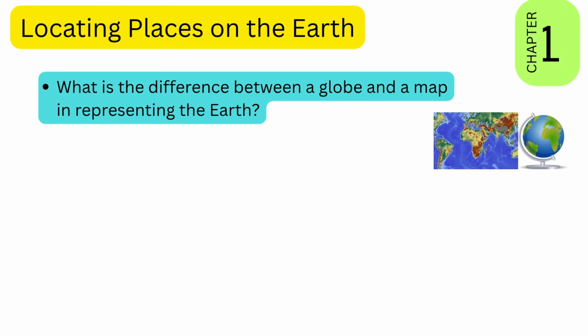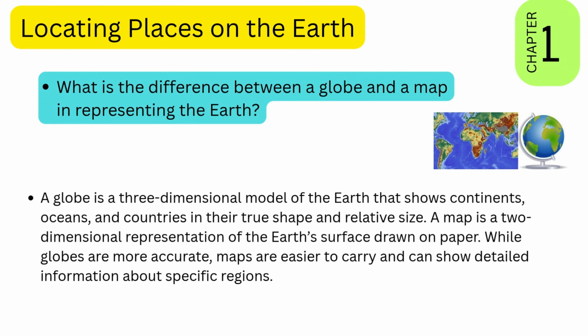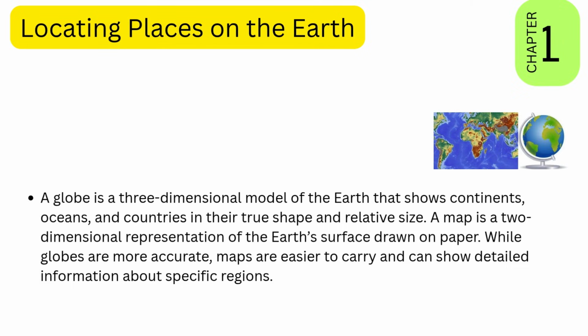Our first question is, what is the difference between a globe and a map in representing the earth? A globe is a three-dimensional model of the earth that shows continents, oceans, and countries in their true shape and relative size. A map is a two-dimensional representation of Earth's surface drawn on paper. While globes are more accurate, maps are easier to carry and can show detailed information about a specific region.